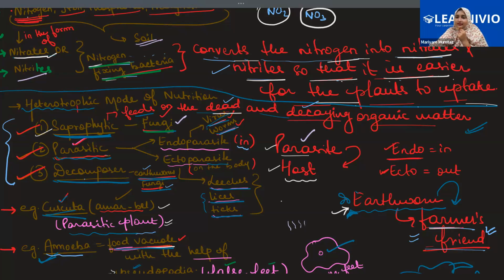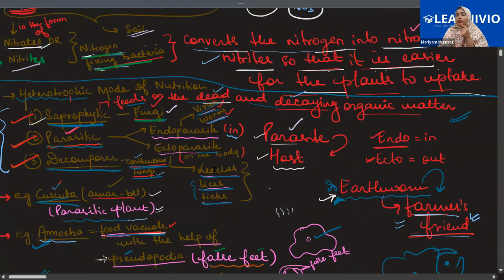It gets its food from, like, lives on host organisms. Yeah, so ultimately it causes or affects the host, right? It causes a disease in them, isn't it? So parasitic mode of nutrition is that kind of nutrition wherein the organism, which is a parasite, derives its nutrition from the host organism, thereby causing diseases in the host organism. Now, there are two kinds of parasites. There is endoparasite and ectoparasite.